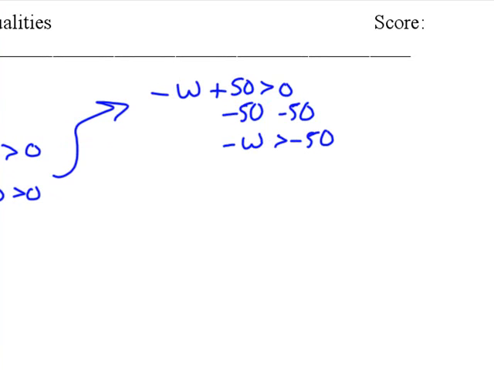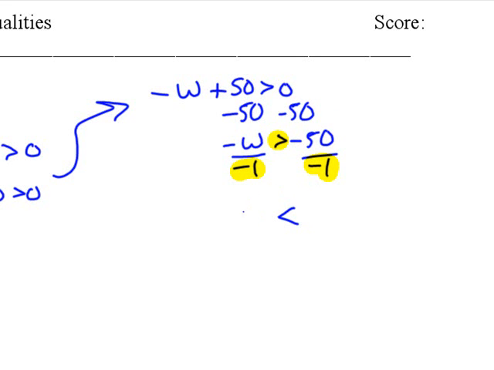If I divide both sides by negative 1, here's the kicker. I just did the thing that forces me to flip that sign over. If I multiply or divide both sides by a negative number, doesn't matter what number I'm dividing, it's what I'm dividing by. If I divide by a negative number, I have to flip the sign over. So that sign gets flipped over in the next step.